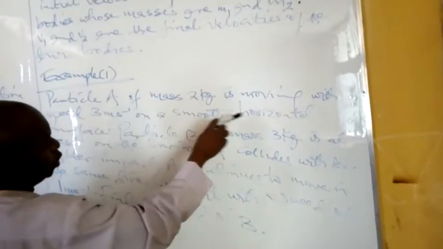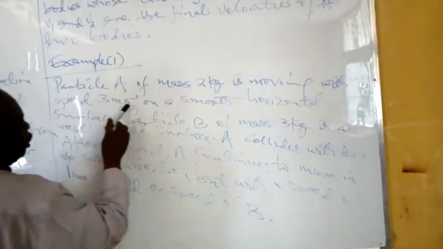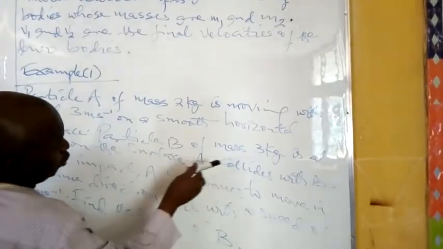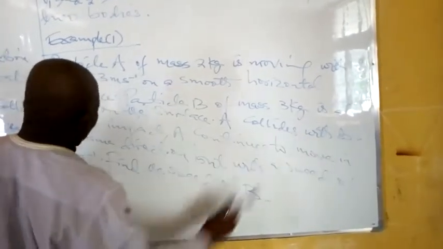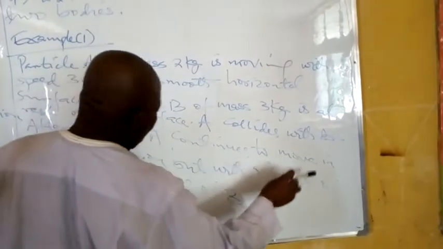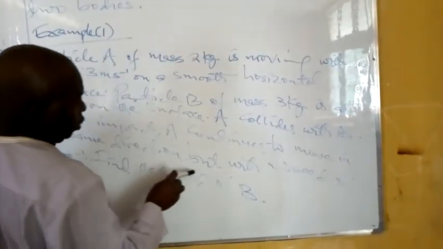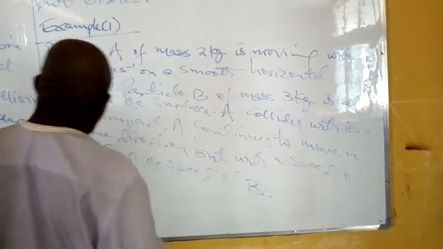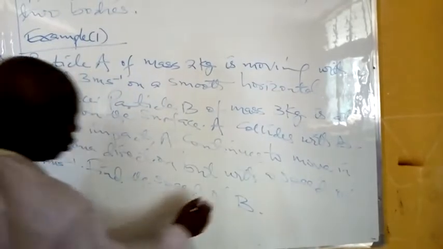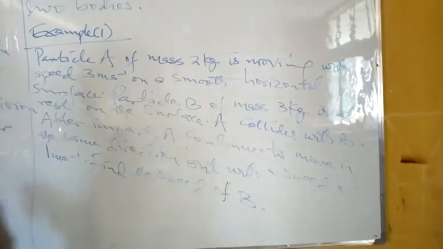Example 1. Particle A of mass 2 kg is moving with speed 3 meters per second on a smooth horizontal surface. Particle B of mass 3 kg is at rest on the surface. A collides with B. After impact, A continues to move in the same direction but with a speed of 1 meter per second. Find the speed of B. That is the question.